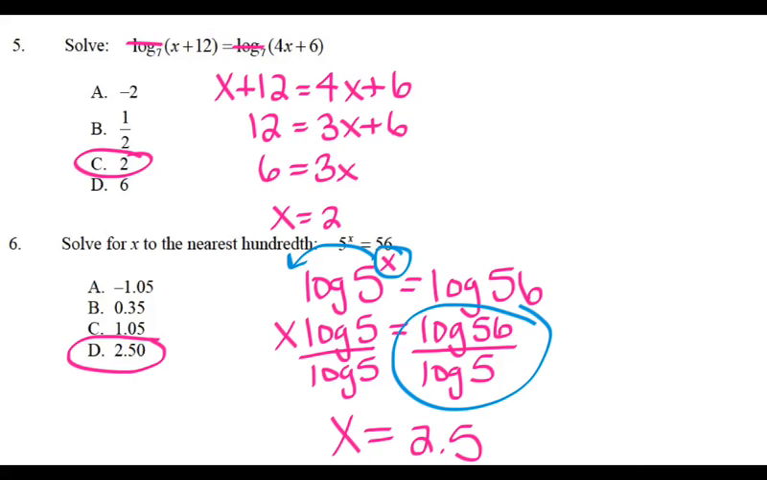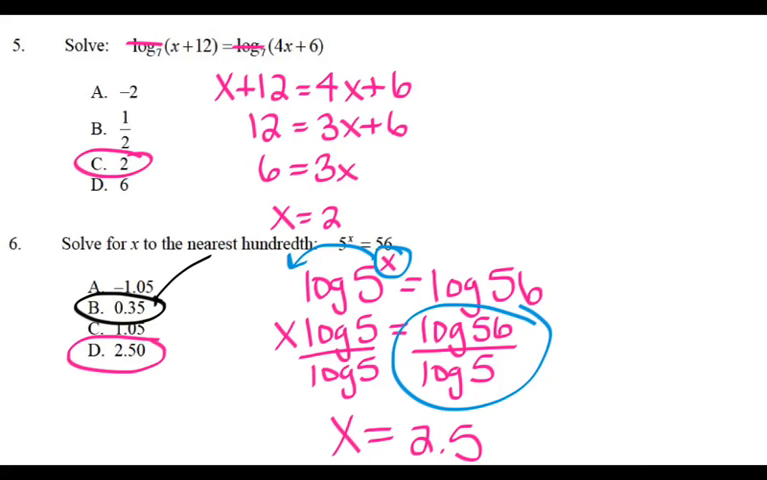Now, let's say you get to your final exam, you look at this question, and you're like, I don't know what to do. What you can do, since it is multiple choice, you can test out your answer choices. So you can take each one of these and plug it in for x. So take 5 to the negative 1.05. That gives you 0.18. That's obviously not 56, so that's not the answer.